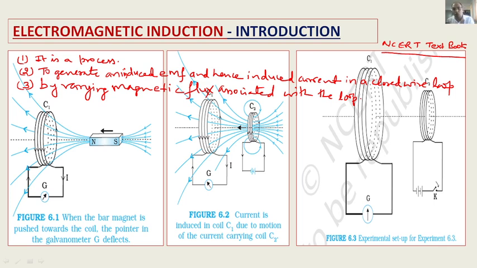So, to do that, Michael Faraday and Joseph Henry, in USA, performed some experiments, and they found that by varying the magnetic field or magnetic flux, a small induced EMF can be generated in a closed wire loop.